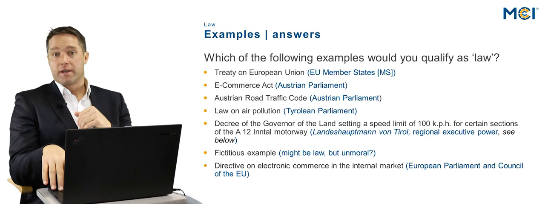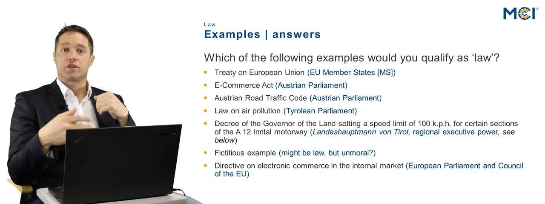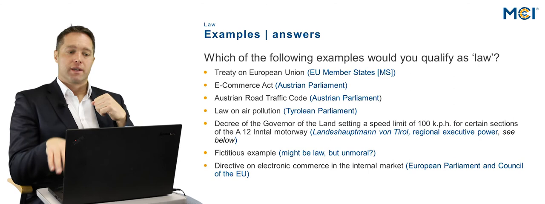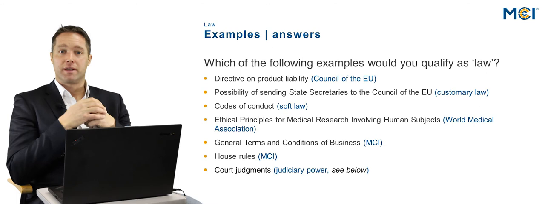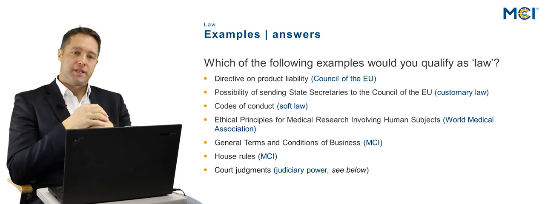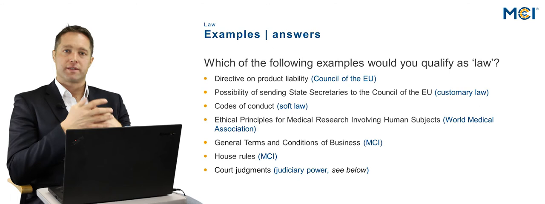And we have, on the bottom of that slide, an example: this directive, which has been enacted by the European Parliament and the Council of Ministers. Yet a similar example, this directive on product liability, has only been enacted by the Council of the EU. This possibility of sending not only ministers but also state secretaries to the Council of Ministers is an example of customary law.